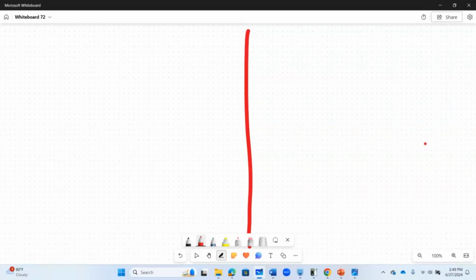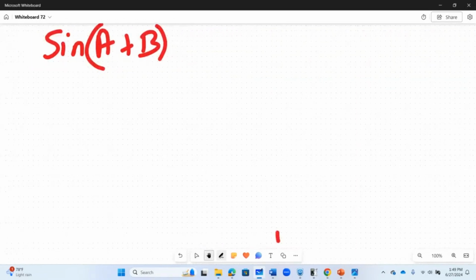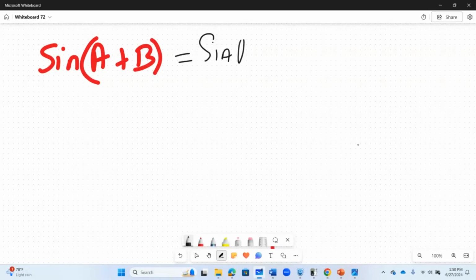Suppose I have sine A plus B. I can rewrite sine A plus B. That is the sum and difference identities. That's what I'm talking about. So if I have sine A plus B, I can write it as sine A cos B, sorry.